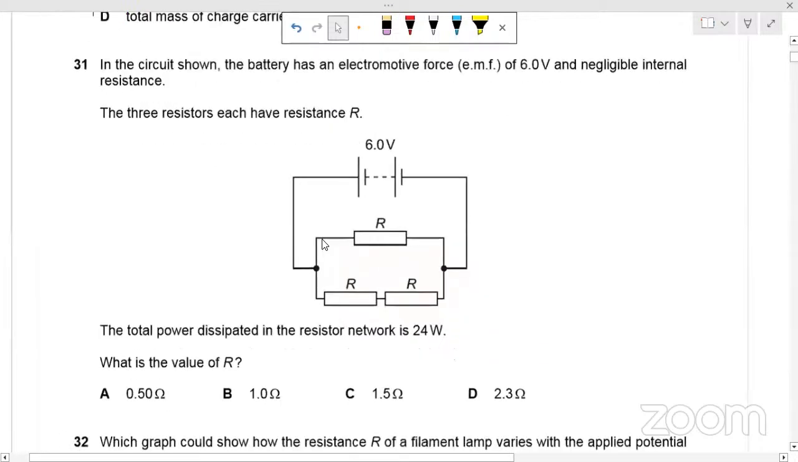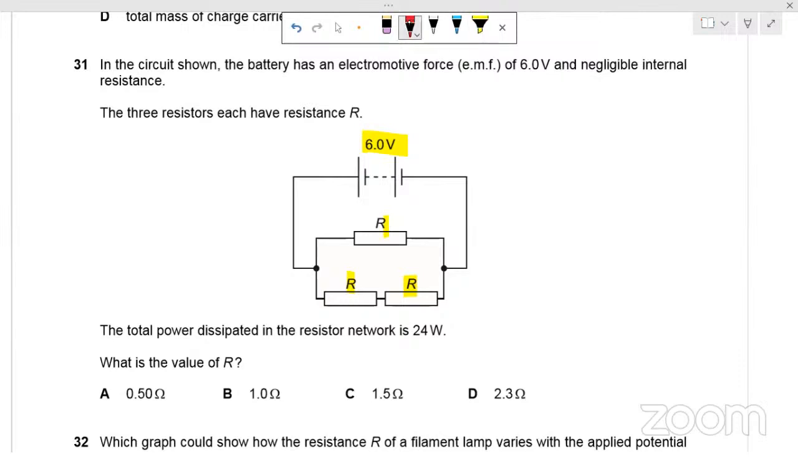So the second question: in the circuit shown, the battery has an EMF of 6 volts and negligible internal resistance. 3 resistors each have resistance R. You can see in the diagram where this battery is connected and how these resistors are connected. The total power dissipated in the resistor network is 24 watts. So we have to find the value of R.